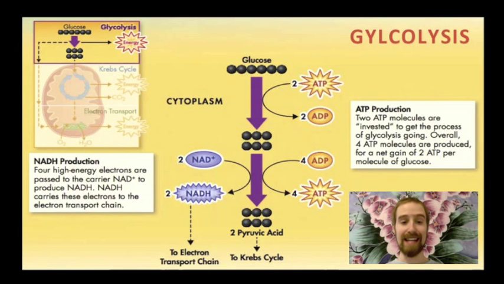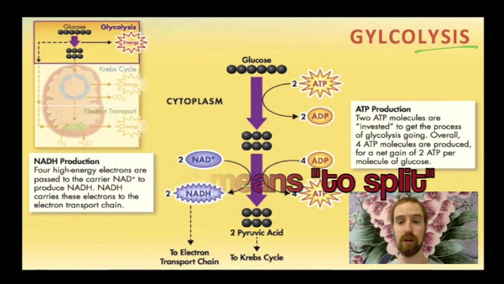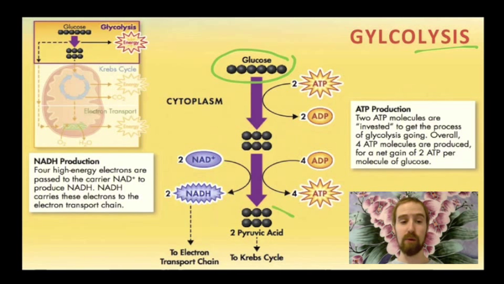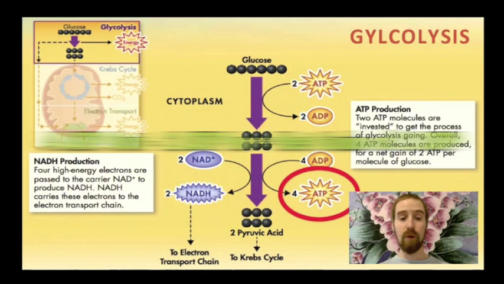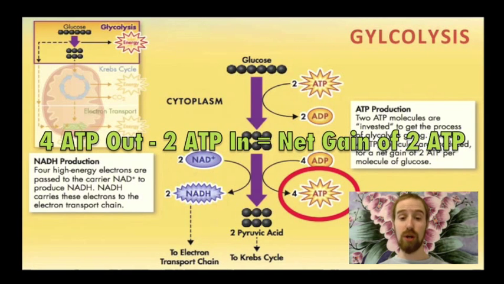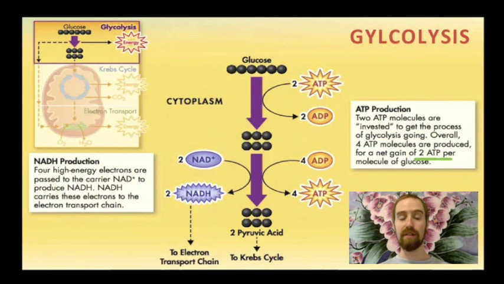The suffix lysis means to split, and during glycolysis, 1 molecule of glucose is split into 2 molecules of pyruvic acid, a 3-carbon molecule with lower energy than glucose. This reaction requires a small investment of energy in order to begin, provided by 2 molecules of ATP. In the end, however, glycolysis produces 4 molecules of ATP. 4 ATP coming out, minus the 2 ATP that went in, means a net gain of 2 ATP overall, provided by this part of cellular respiration.